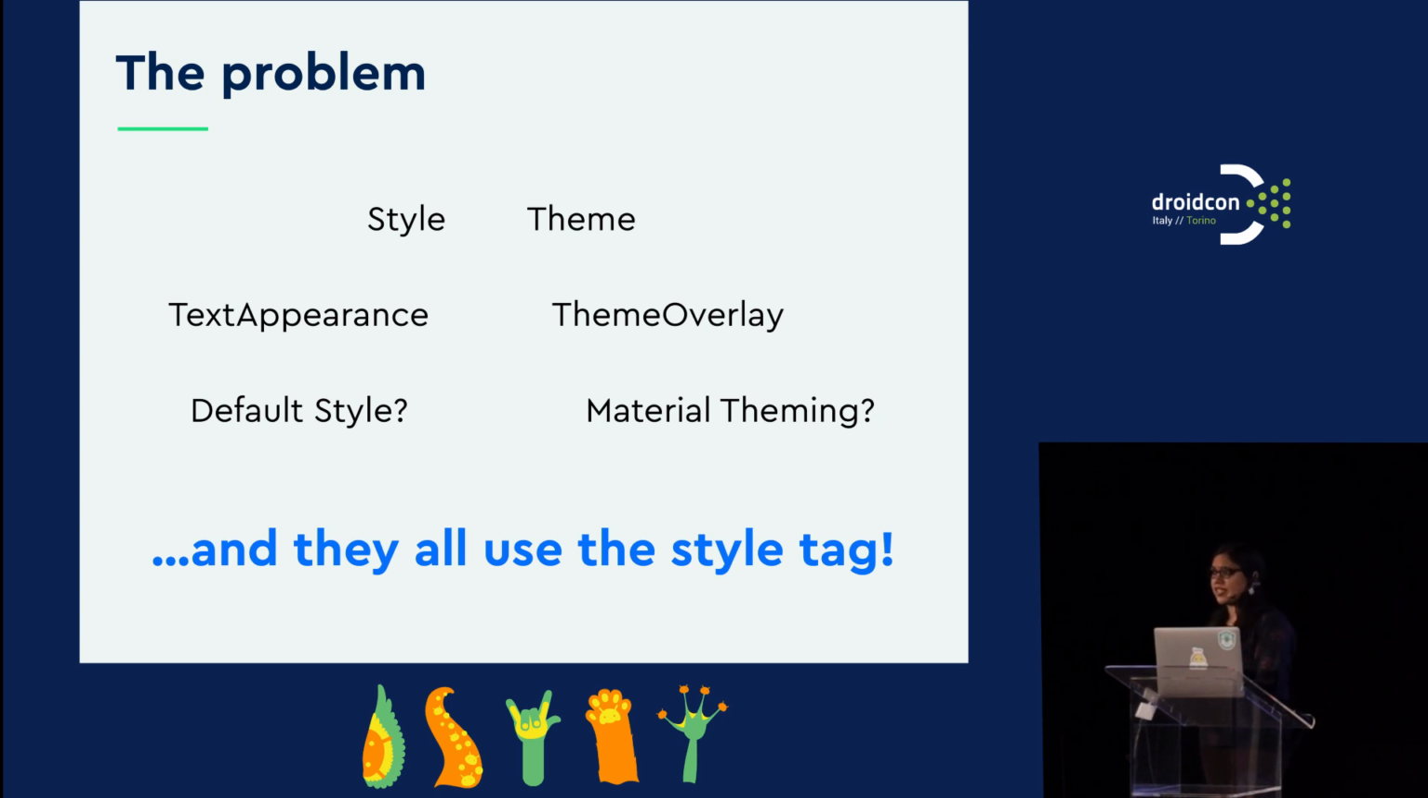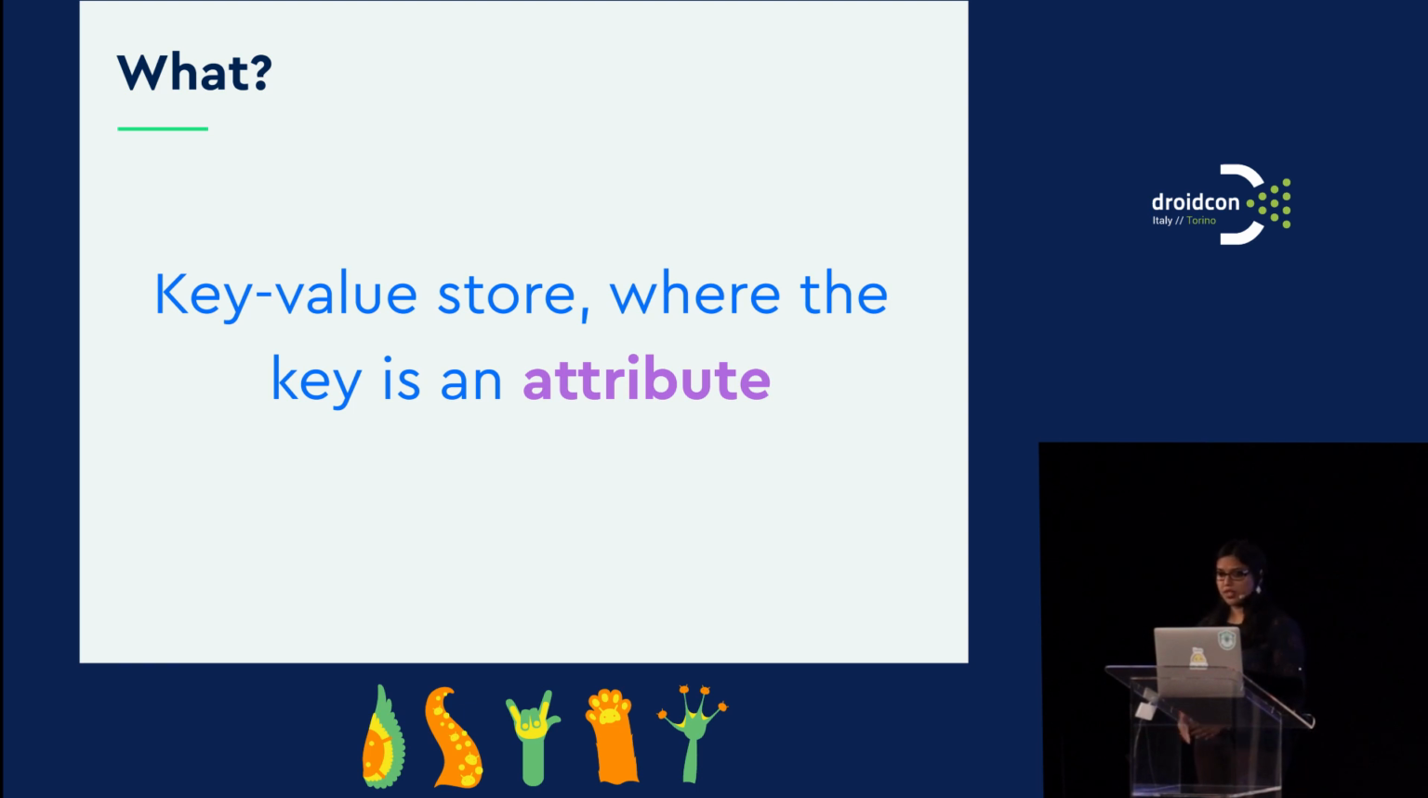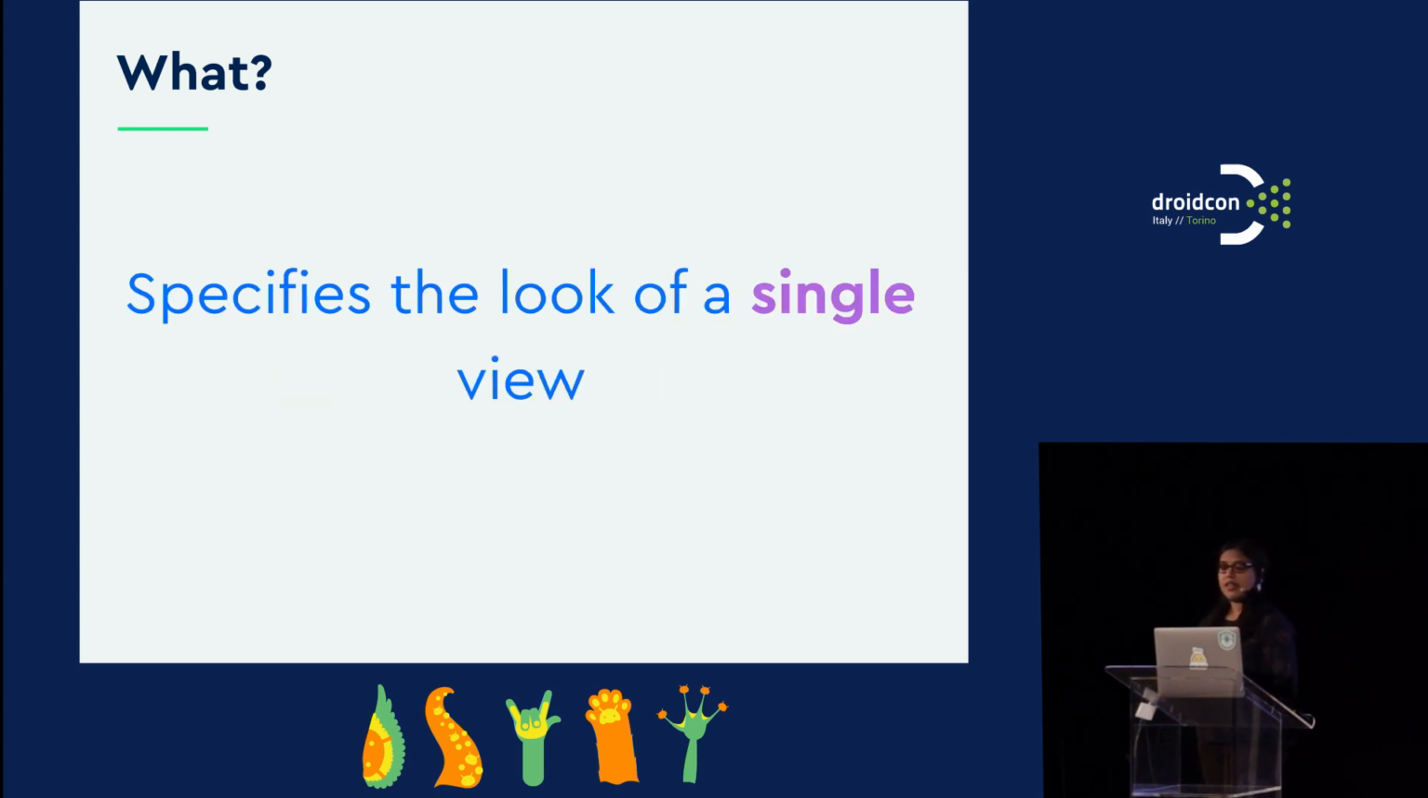And we're going to learn about this in detail for all of the styling techniques listed here, starting with the style. Surprise. It is the basic building blocks of styling on Android. It is a key value store, where the key is called an attribute, and the value is what we provide in the style. And it specifies the look of a single view. So if you apply a style to a view group, it's going to apply that style only to the view group and not to the child views. And it's important to know this because there are other styling techniques like themes that also apply to the child views.